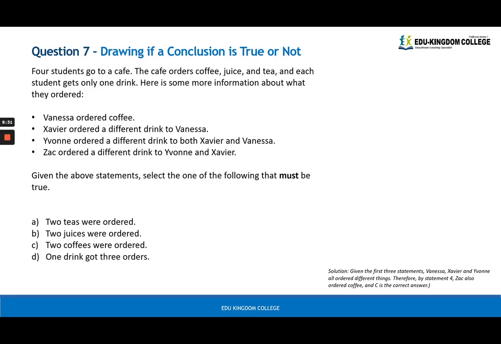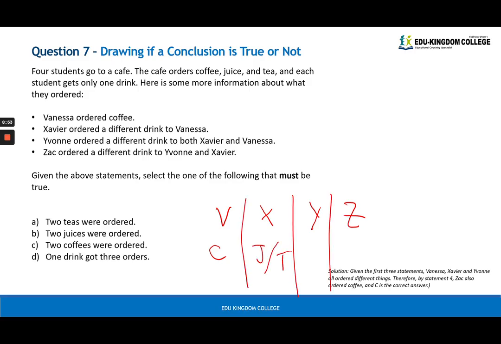Okay, number 7, we have 4 students going to a cafe. Cafe orders coffee, juice, tea, and each student only gets 1 drink. So we have V, X, Y, and Z. We know Vanessa gets a coffee. Xavier orders a different drink to Vanessa, so he must get juice or tea. We don't know which one. Yvonne orders a different drink to both Xavier and Vanessa. So again, we don't know which one, so we'll leave Yvonne for now. Zach orders a different drink to Yvonne and Xavier. So everyone is kind of linked here, so it's kind of hard to decide exactly what they have.